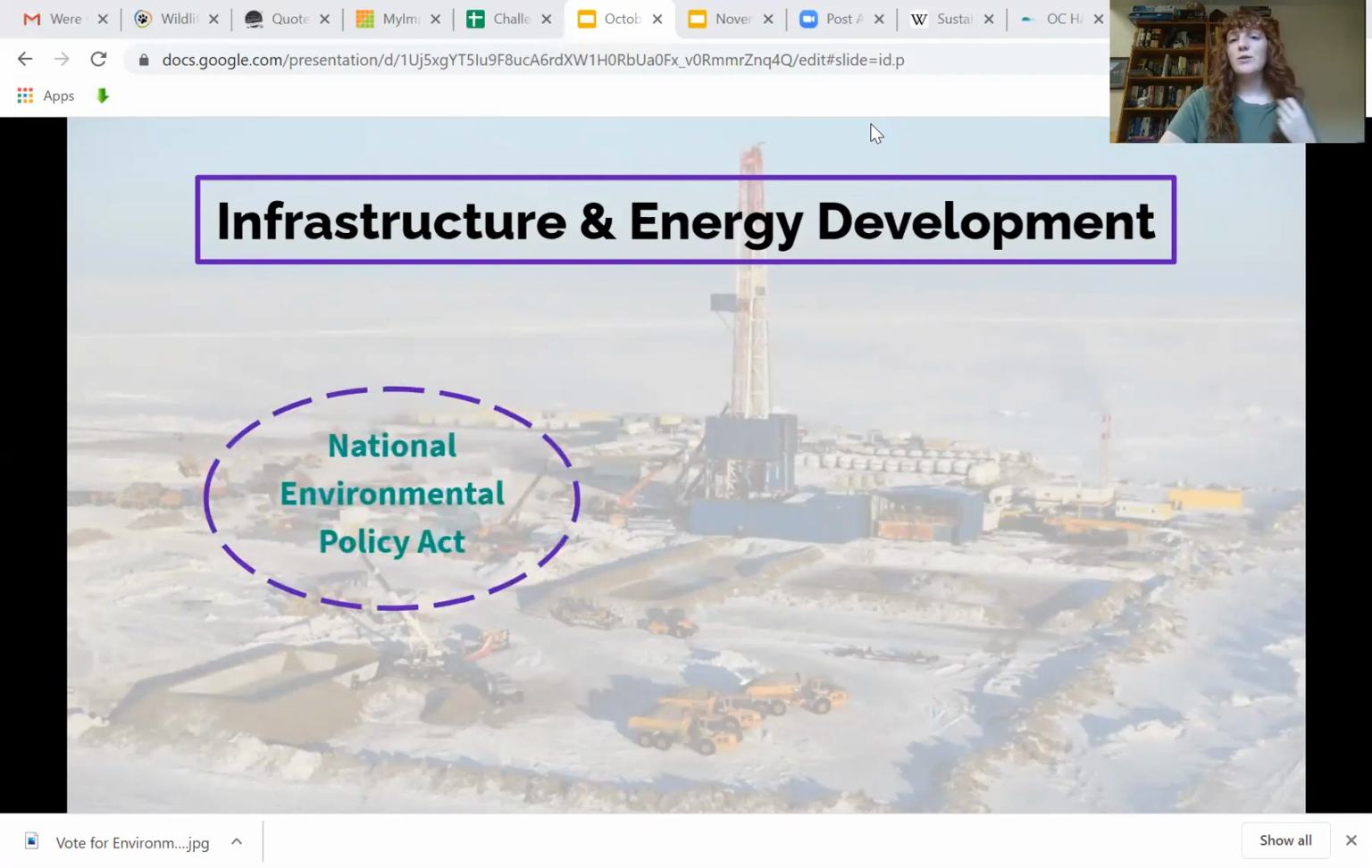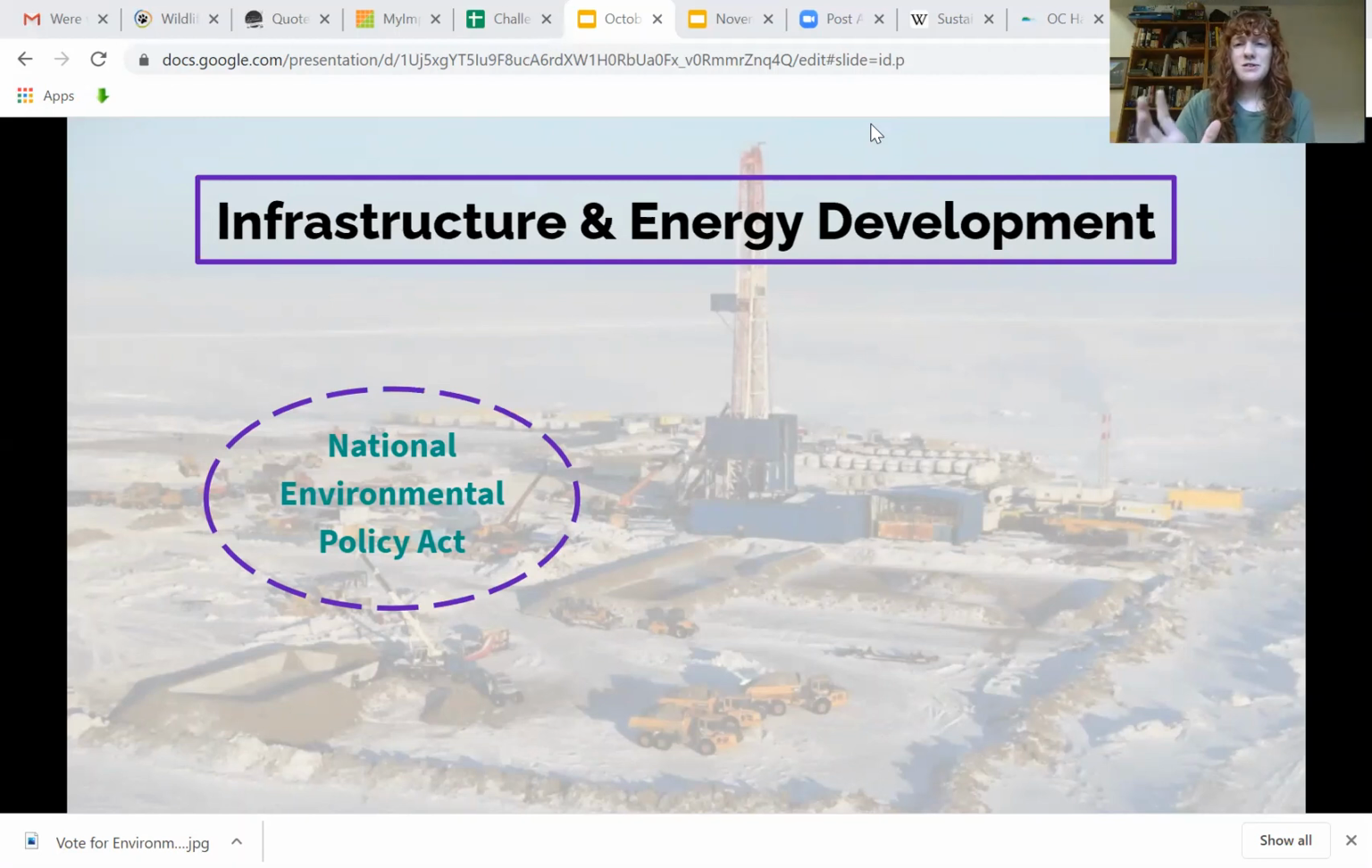So the first one we have, which is a very important change, was to the National Environmental Policy Act. The National Environmental Policy Act requires the federal government to analyze the impact of a major project or federal action on the environment, as well as to seek public input before they approve it. In July, the current administration changed the way this law is implemented in order to speed up the permit process for infrastructure projects such as pipelines, highways, and power plants.